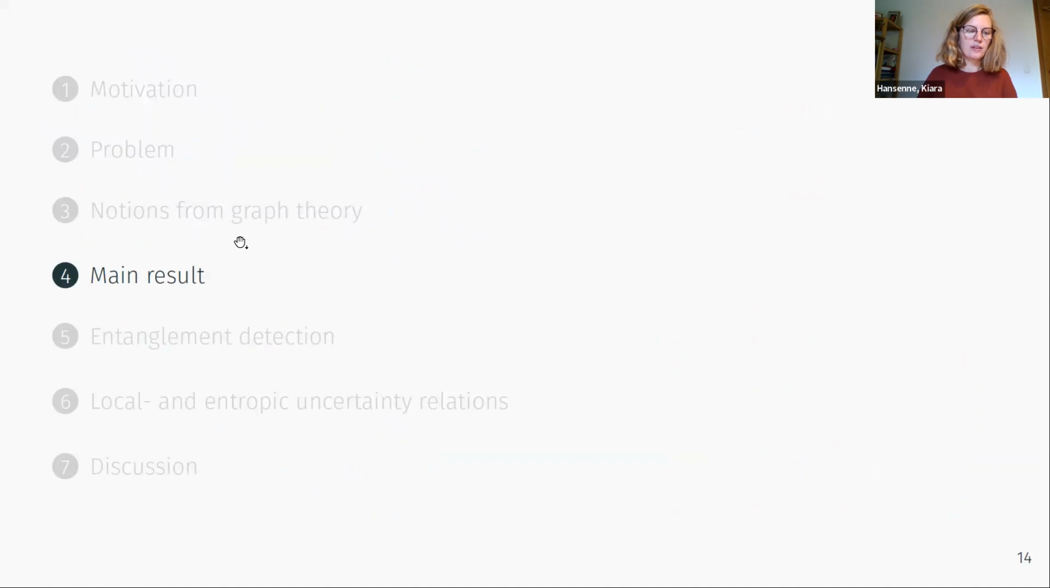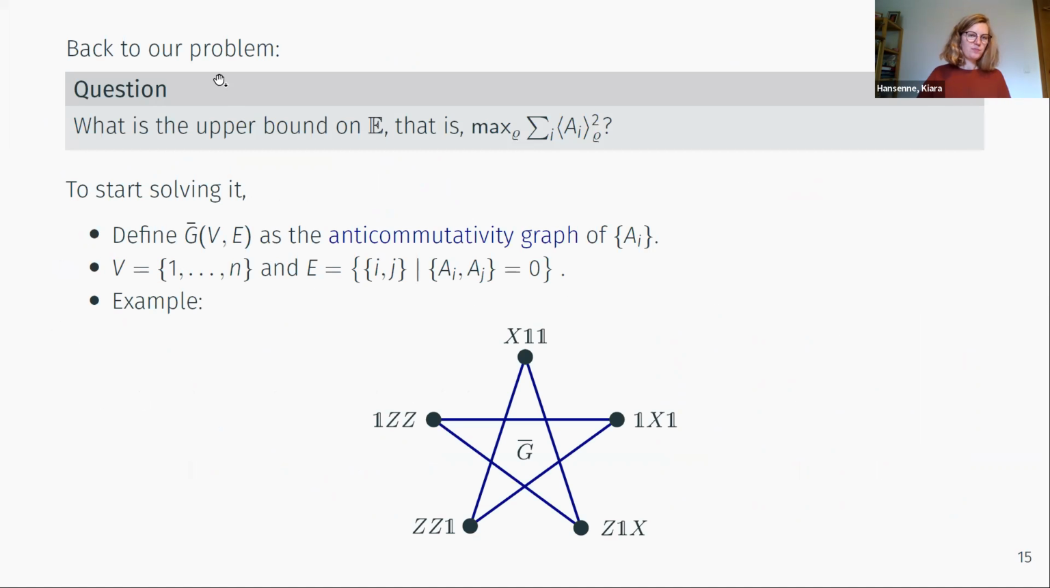And now that we know a bit more about those quantities, we can go to the main results. All right. So we go back to our initial problem, which was, just to recall, that we look for an upper bound on E, meaning that we want to maximize over all quantum states the sum of the square of the expectation values.